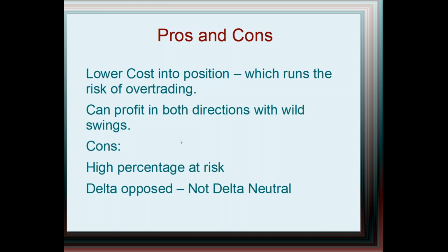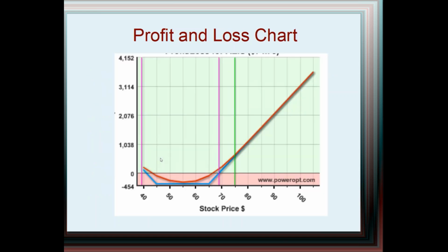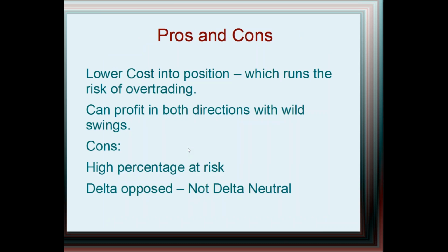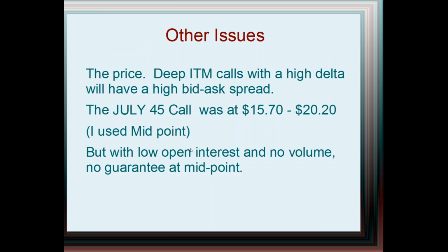That's the slippery slope. And this is not delta neutral. Okay, when you look at this position, some investors say, oh, it's delta neutral, of course, and once one takes over the other. This is not delta neutral. This is delta opposed. And you won't see a gain on one option outpacing the loss on the other until there's a significant movement one direction or the other. Okay? The other issues, well, it's the price.